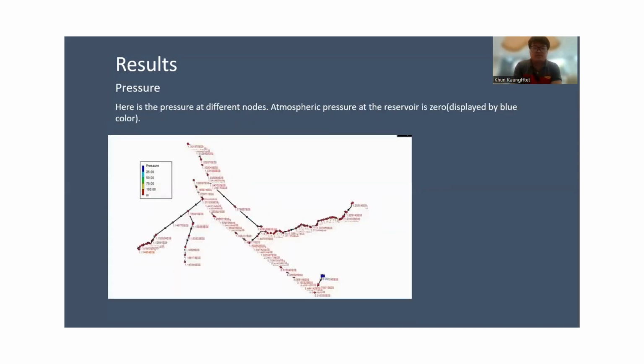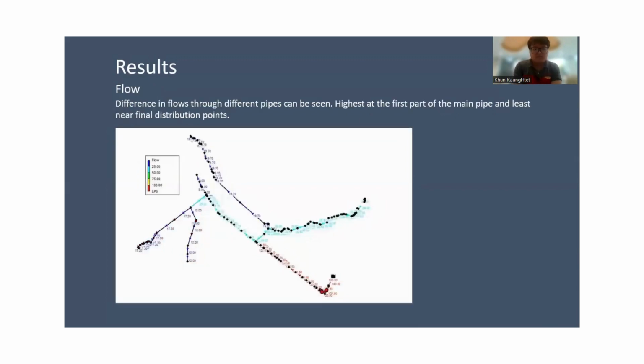For the pressure, there is also pressure at different nodes, but as you can see at the reservoir, the pressure is 0, which is the blue color. When we calculate the head in the pipeline, we assume that the pressure head at the reservoir is 0. So our simulation complies with the theory. And this is the flow. Different inflows through different pipes can also be seen.